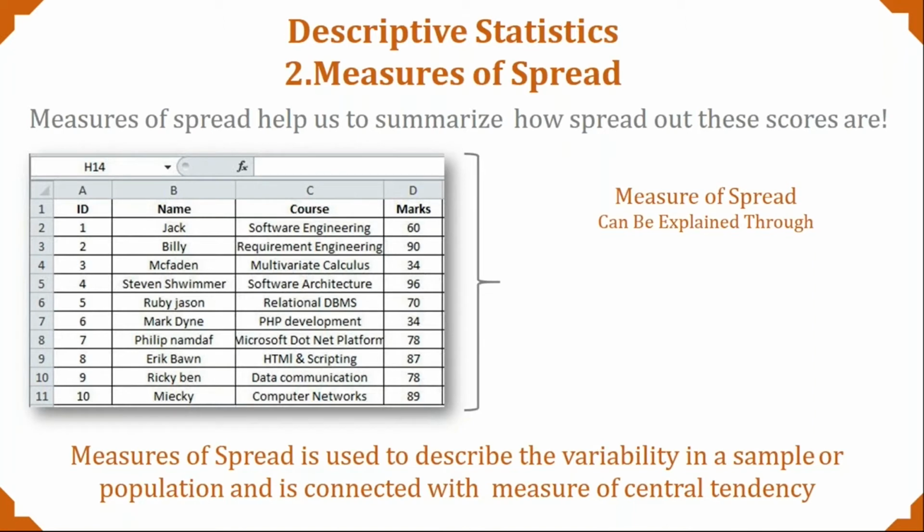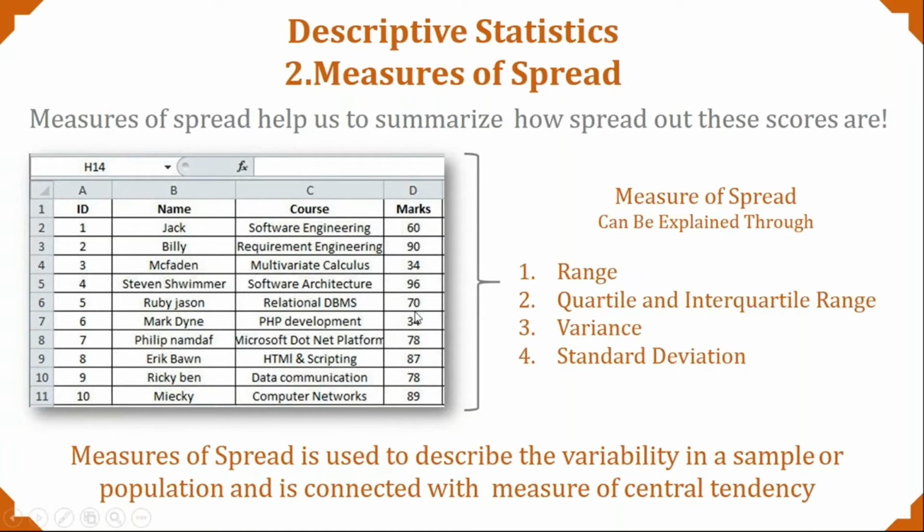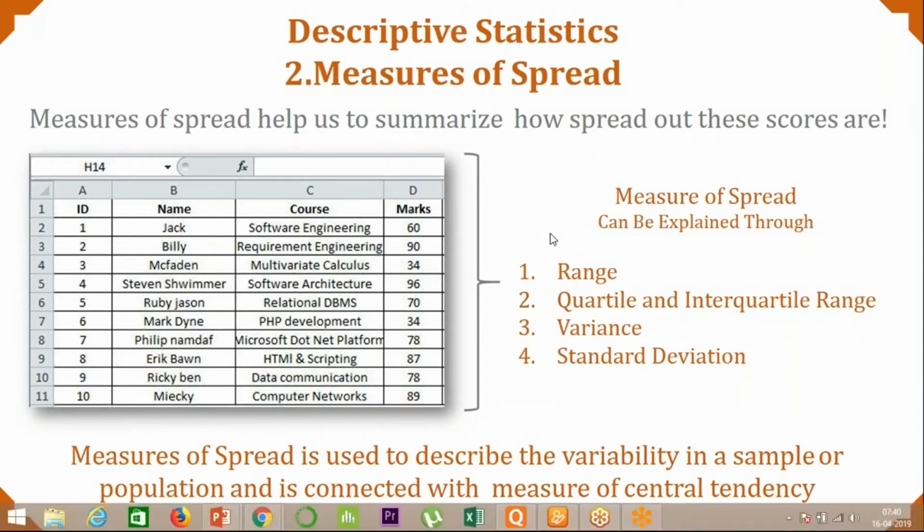So what are the different methods to check the spread of the data? These were the four methods where you can check the spread of the data. One is range, another one is quartile or interquartile range, variance, and standard deviation. I guess standard deviation or variance is the one which you might have heard about many times in your life. So let's get into that part.